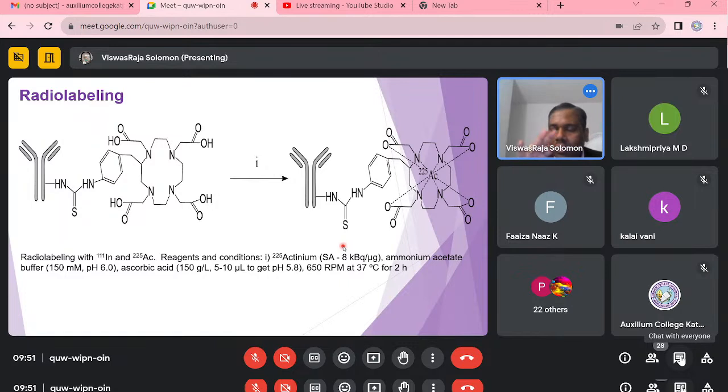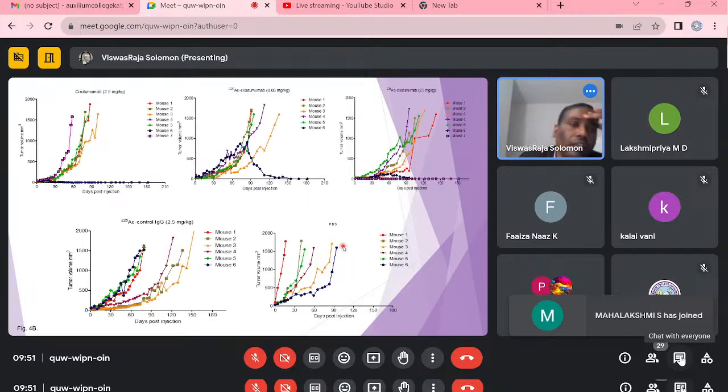Once those results are clear, or those results don't have any red flags, that's why we decided to do the therapy studies with the same tracer. In this therapy study, we took 5 different groups.